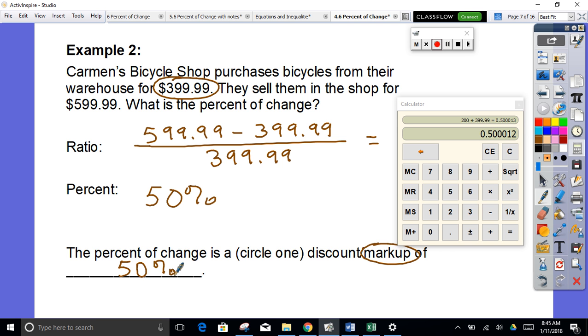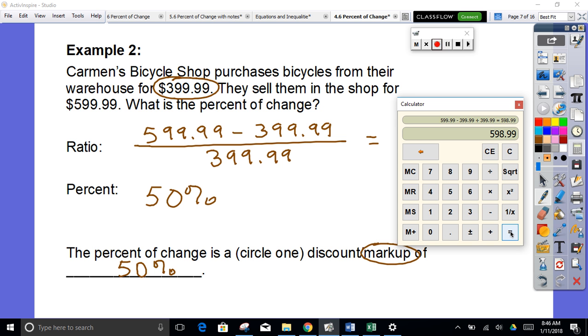Now, give me your attention about this, because this is really important, because I know a lot of you are going to do this wrong in your calculators if I don't show you this. If you just type 599.99, oops, I got too many nines there, 0.99 minus 399.99 divided by 399.99, I don't get 50%. I get 598.99. That is not correct.